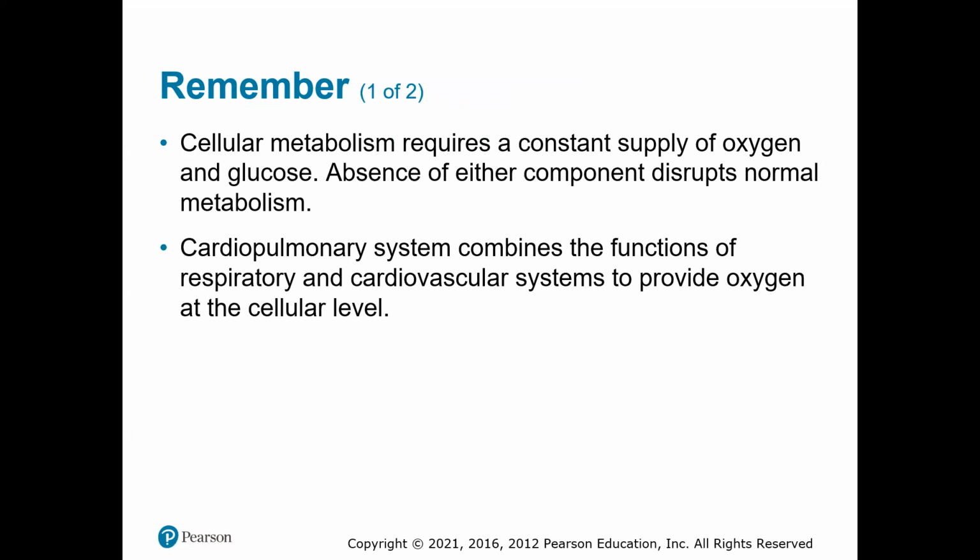Cellular metabolism requires a constant supply of oxygen and glucose. Absence of either one of those will disrupt normal metabolism. The cardiopulmonary system combines the functions of the respiratory system with the cardiovascular system to circulate that oxygen at that cellular level. Bring the oxygen in, make it go round and round, go to the cells, get exchanged out for CO2, and then get expelled out again through the respiratory system.